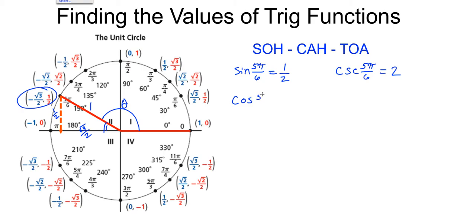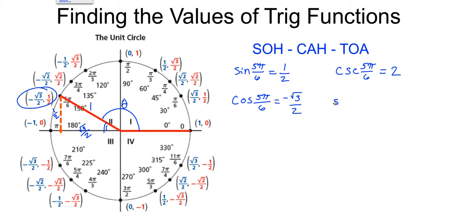For the cosine of 5 pi over 6, well, the cosine was this value right here, but remember, we're in the second quadrant now. So because our angle rotated past 90 degrees into the second quadrant, this x value here is actually going to be negative. That's why it comes out to be a negative root 3 over 2. So the cosine of 5 pi over 6 is going to equal a negative root 3 over 2.